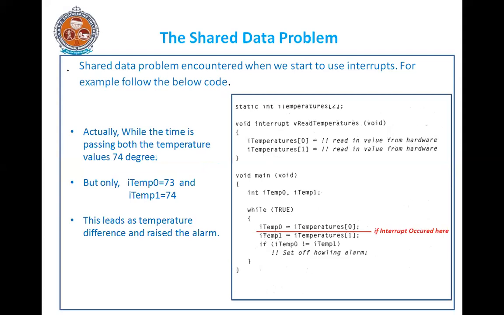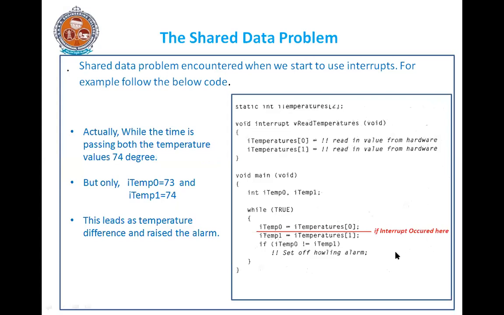So there is a difference in the temperature. Once the difference in the temperature is observed, what will happen? An alarm is raised, which is wrong. That is, even though the temperatures are the same, the alarm is raised. So this is the problem.